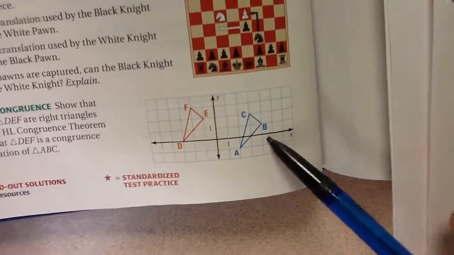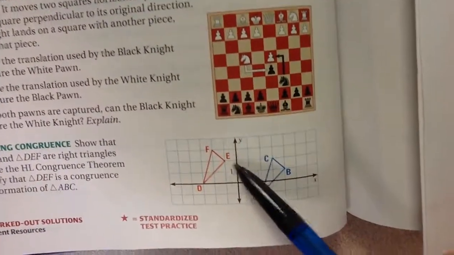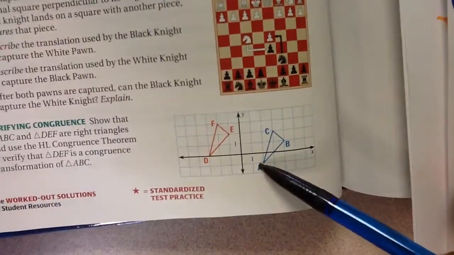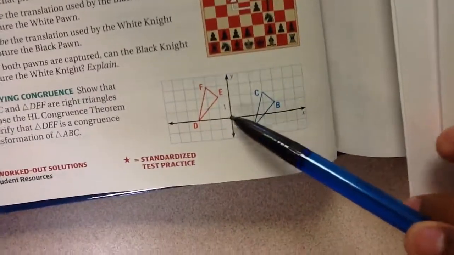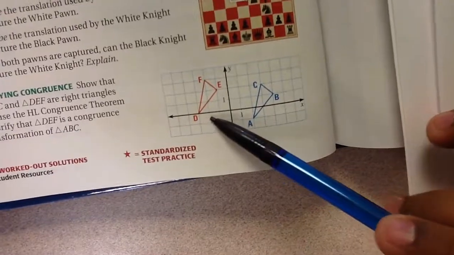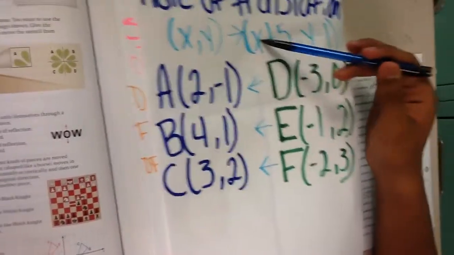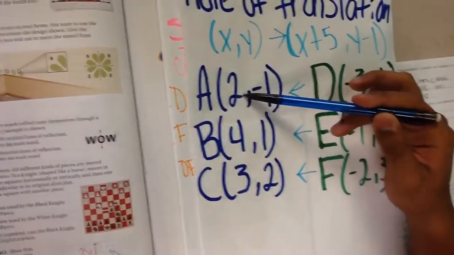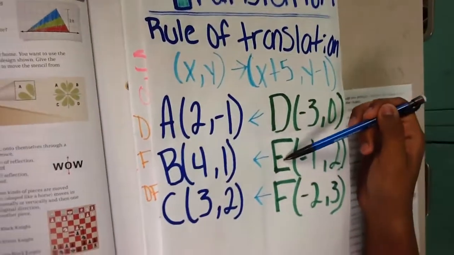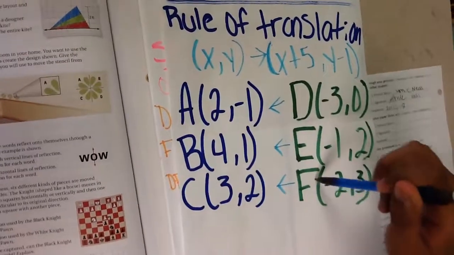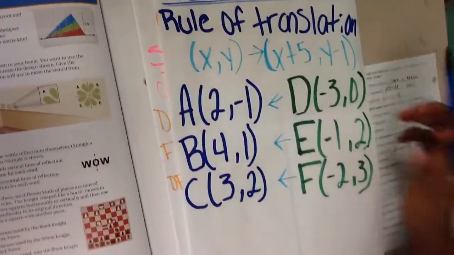Now point B is 1 up, and then 1, 2, 3, 4, 5. Same thing as point C. Now point A, 1 up, 1, 2, 3, 4, 5. So this is the same as you see here. And to prove it, you can plug in point D into this formula, and you'll get point A. And if you plug in point E, you get the same thing, point B. And point F, you get point C.